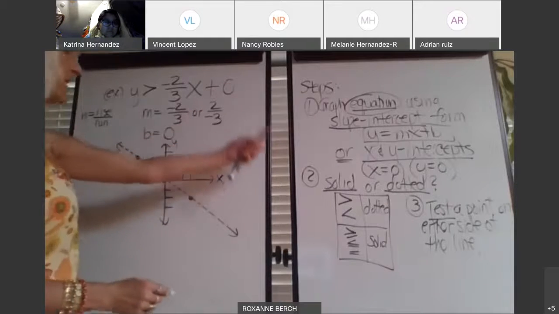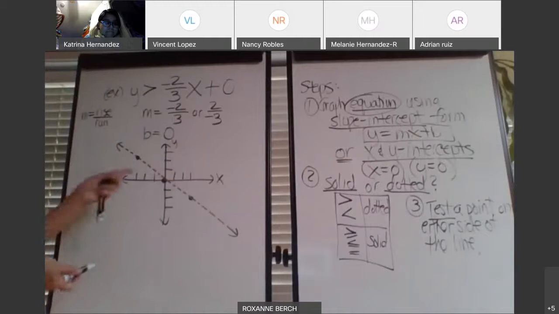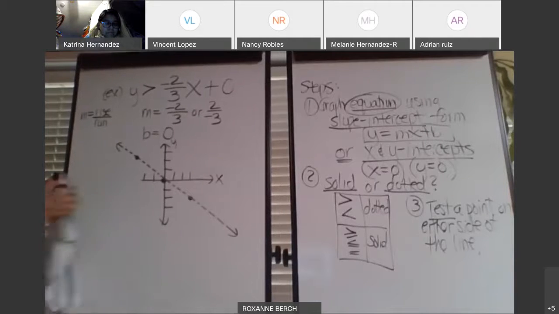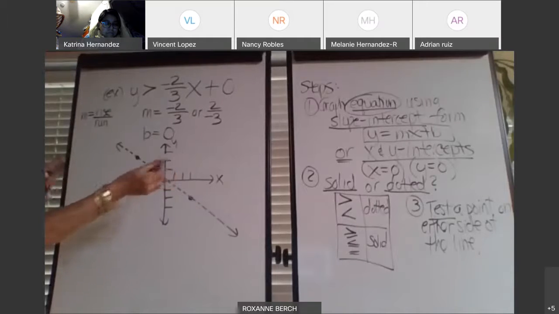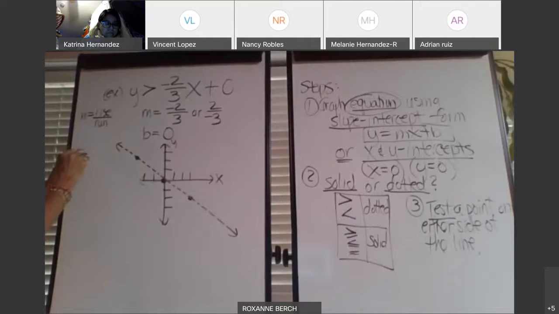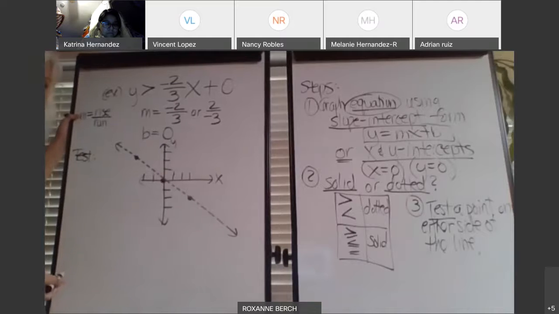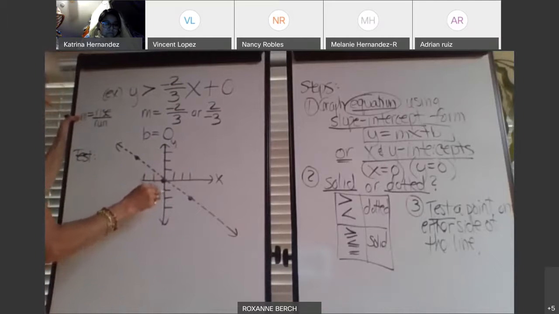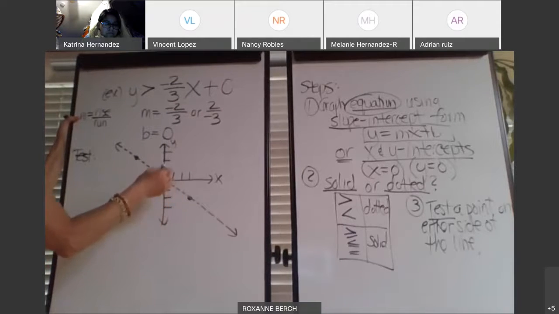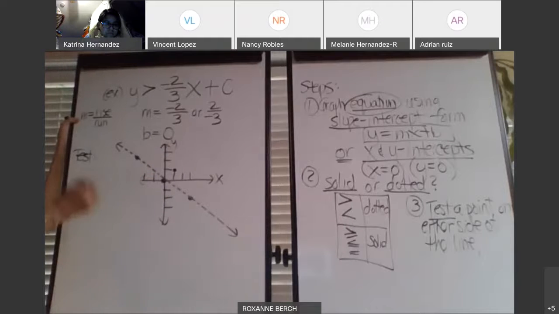Okay, so we've done one, we've done two, now we go to three and we test a point. Well, this time you can't test 0, 0 because the line goes through 0, 0, so you cannot test that one. So you got to test another point. Test any point you want. Test 0 down 1, test left 1, 0. I'm going to test right one up one. So I'm going to put a little mark here so I know which side of the line I'm on.